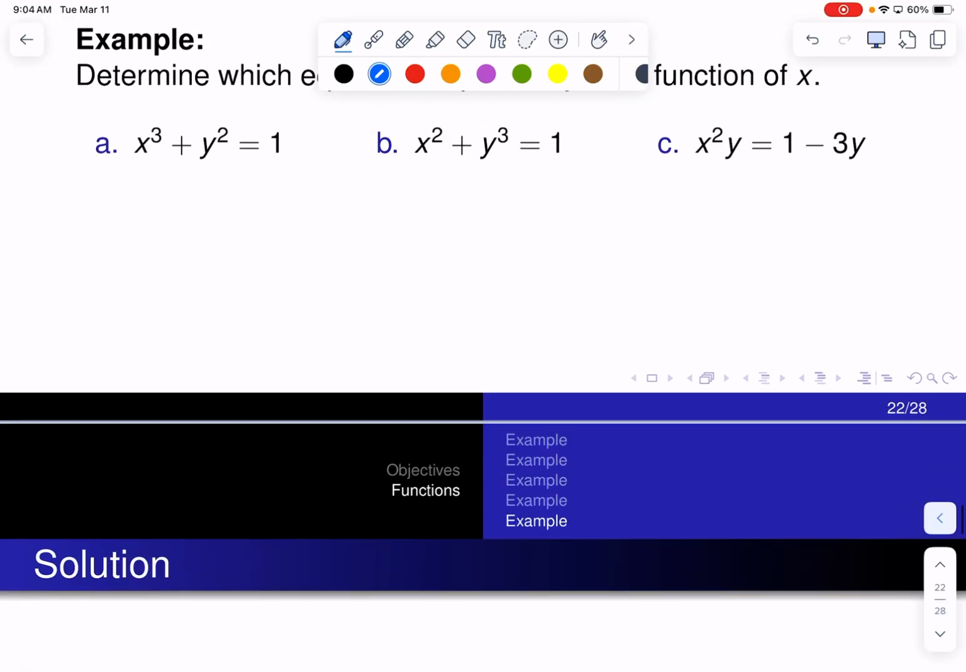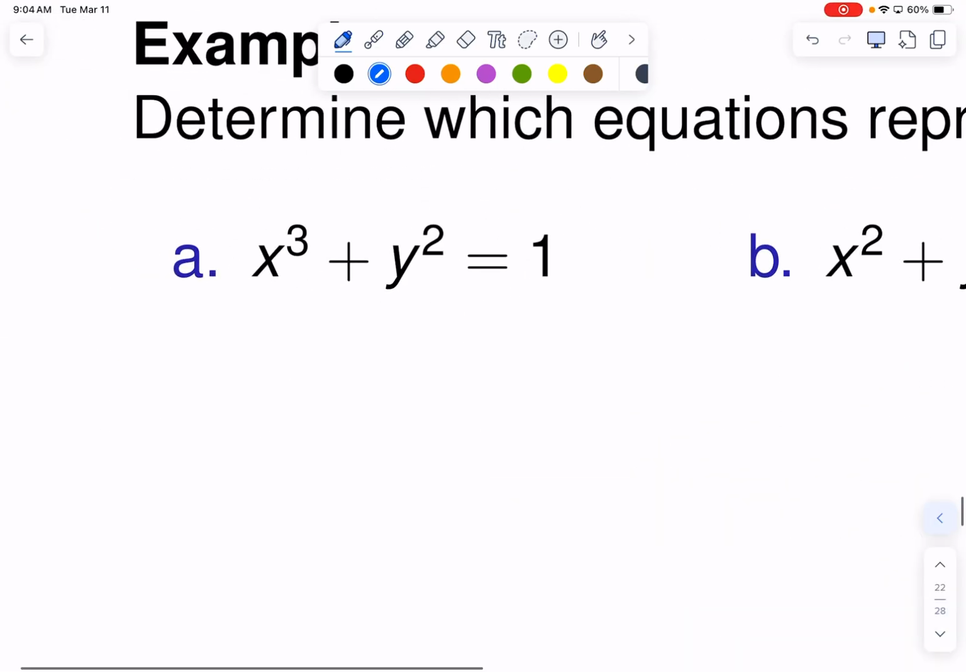Now, you like that? Okay, so Brody's looking at this, right? x cubed plus y squared is equal to 1. How am I going to know if this is a function or not? I don't have a graph. I can't tell if it passes the vertical line test. I don't have a list of ordered pairs.